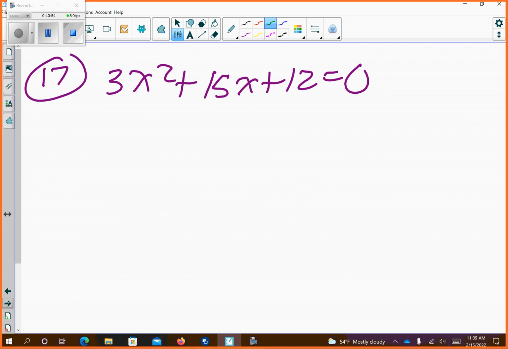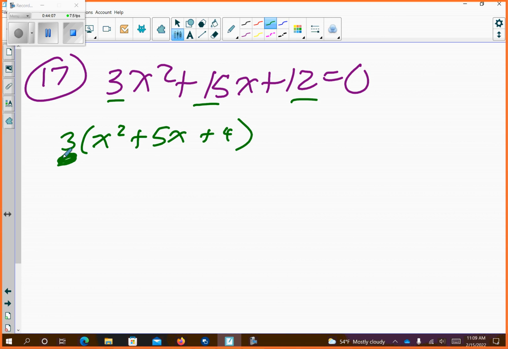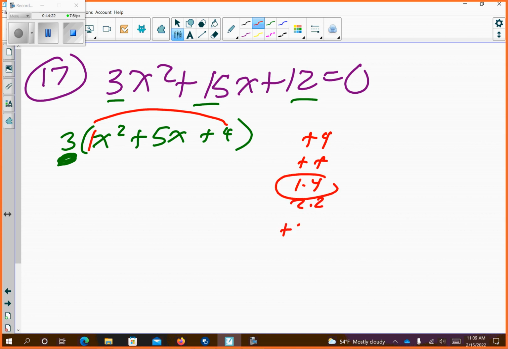Number 17. The trick on number 17 is we have a greatest common factor of 3. So we're going to bring that 3 out front. We're going to get this. Okay. Now I'm not too worried about this 3. It's not going to help us with the 0 at all. In the factoring, we're going to bring it down, but as far as the number goes, so I put a 1 up front. I'm going to get a positive 4. Both sides have to be positive because they're all positive. So 1 times 4 and 2 times 2. The 1 and 4 both being positive add up to the 5x. So I'm just going to factor this. That 3 is coming down for the ride.